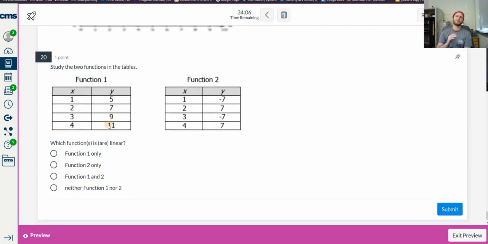And last but not least, number 20, study the 2 functions in the table. Okay, so 1, 2, 3, 4 for function 1, 5, 7, 9, 11 for function 1. So seems linear. They're counting by 1s on the x side and 2s on the y side, so that's linear. Function 2, we have 1, 2, 3, 4, so that's linear. And then on the y side, it says negative 7, positive 7, negative 7, positive 7. It's zigzagging back and forth. So function 2, that's not moving in a straight line. So only function 1 is going to be linear in this case. And that's going to be it.